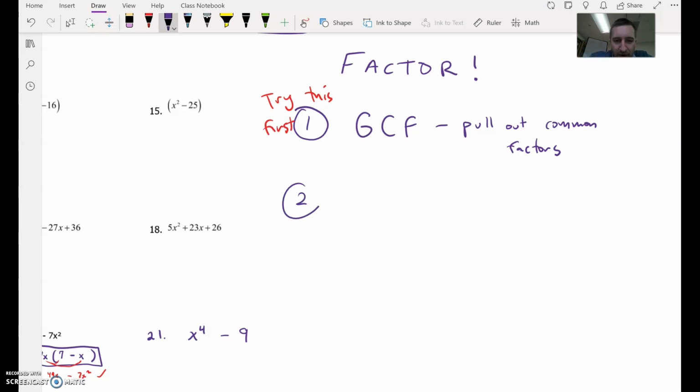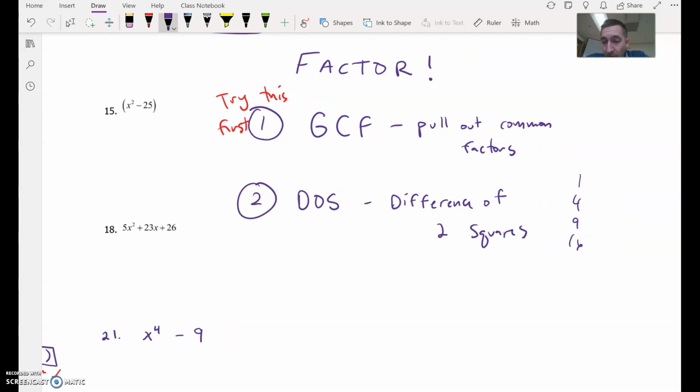Okay, the second method is what I think is the most simple one. I call it DOS, difference of two squares. What do I mean by squares? I mean perfect squares like 1, 4, 9, 16, etc. Or what else are perfect squares? X squared, y squared. What about x to the 4th or y to the 8th? Those are perfect squares as well.